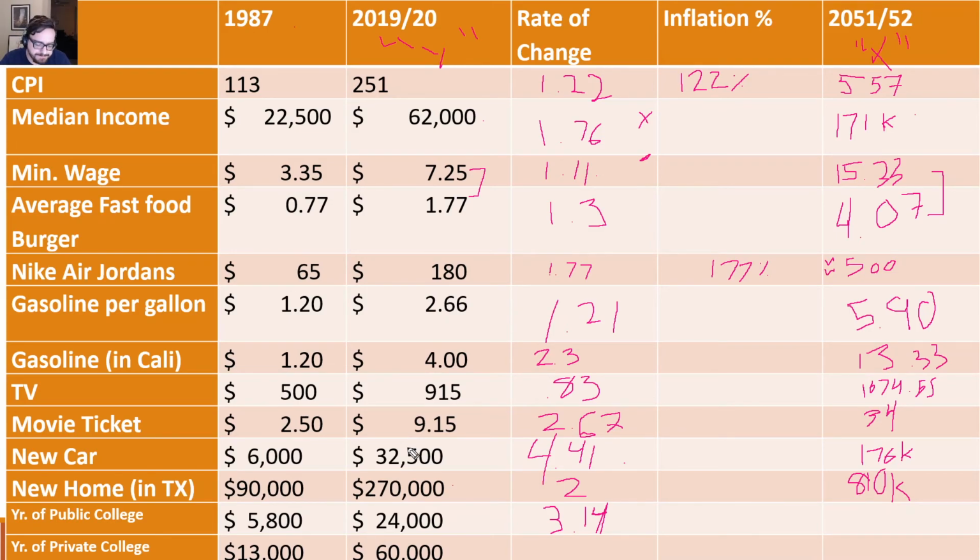The college one is insane. Then we do the math here: 24,000 times 3.14 plus 24,000 means that, I'm rounding a little bit here, the average cost per year of public college when your children might be going to college in 2051, 2052.